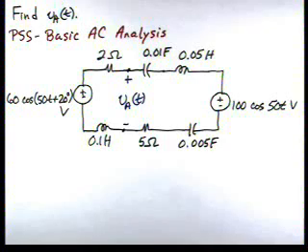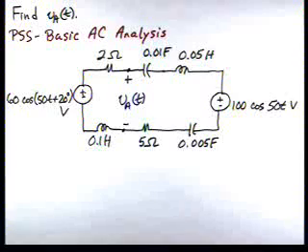In this problem, we're asked to find VA of t. We're going to utilize our problem-solving strategy entitled Basic AC Analysis. If you look, we have a circuit given in the time domain with two voltage sources and a number of circuit elements. If we look at our strategy, it says express V of t as a phasor and determine the impedance of each passive element.